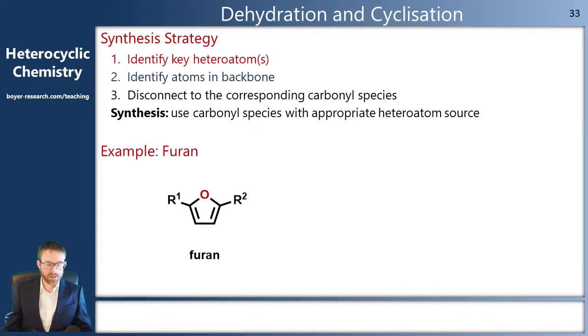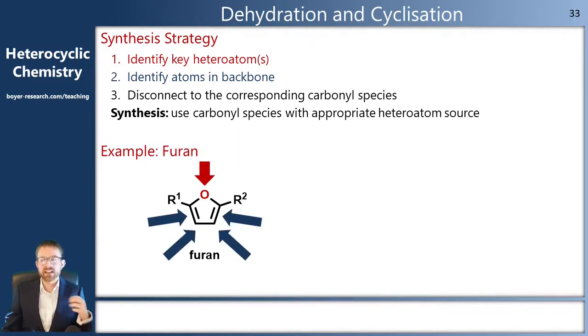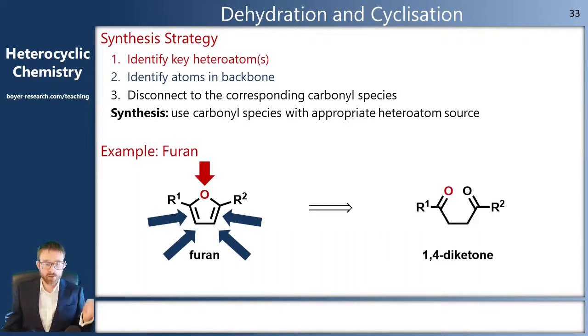Well, what does that look like? If we start off by looking at furan, there's only one heteroatom, that's the oxygen, and then that leaves us 4 carbons around the backbone. So if we look at the kind of 4-carbon dicarbonyl species that we'll need, that's a 1,4-diketone, and because a ketone already has an oxygen atom in it, that means we don't need to do anything to introduce a different heteroatom.